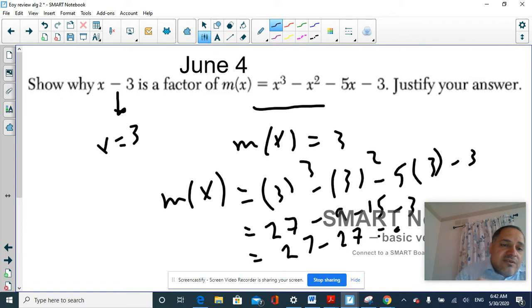If it's not a factor, you have a remainder, so your remainder should not equal 0. It would be another number. This is the remainder theorem. You can use synthetic division or long division, but the factor theorem, as we mentioned before, I think we covered it at the beginning of March or end of February. So we are going to use the factor theorem.